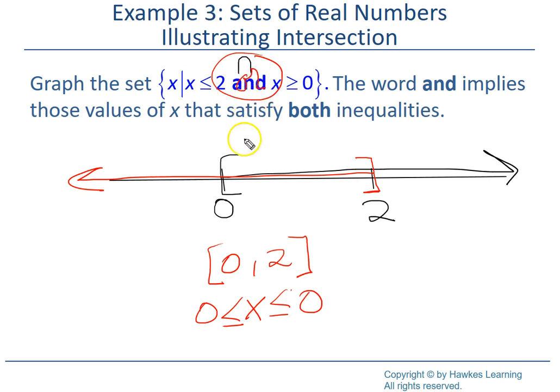Now, how about if they had the word or here? What would this be like? Well, we would include everything. And the answer here would be a solid line, and that would represent all real numbers. Okay.